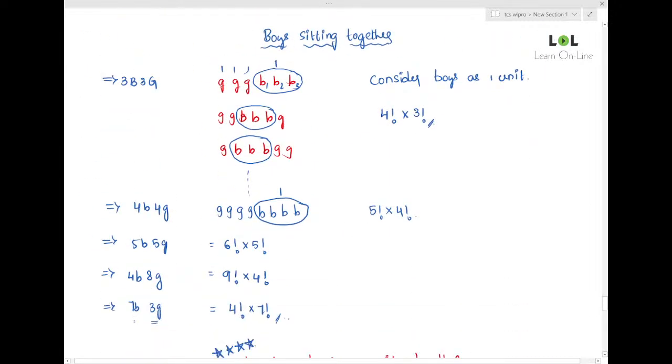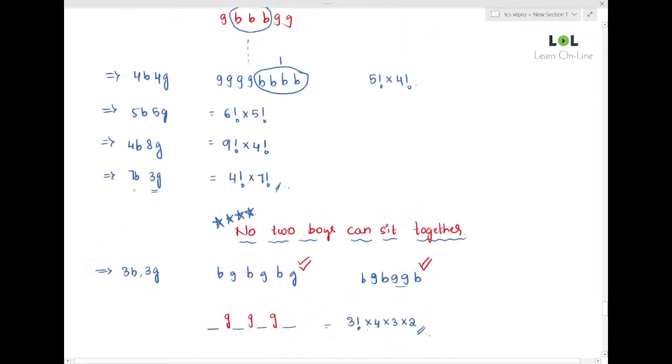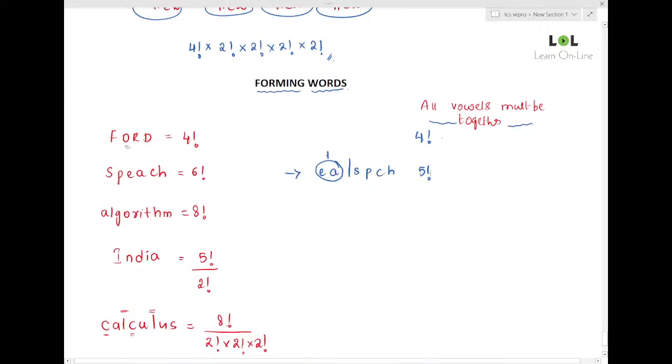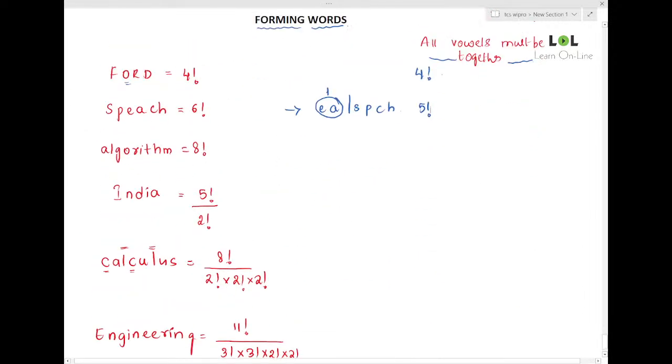Boys sitting together: what did we used to do? Consider all boys as one unit. Likewise, here also, what do we do? All vowels must be together means consider all vowels as one unit. Now 4 consonants plus 1 unit of vowels, 4 plus 1 is 5, so 5 factorial.